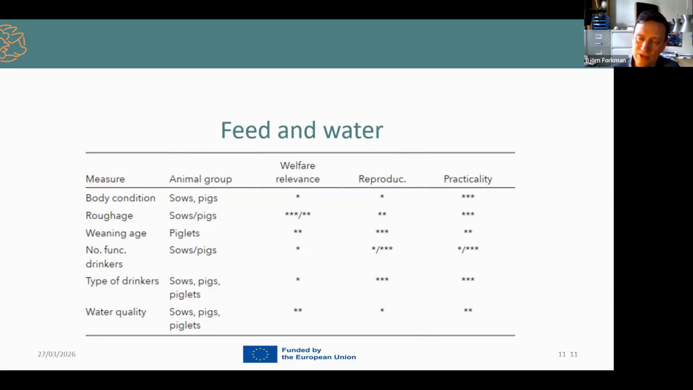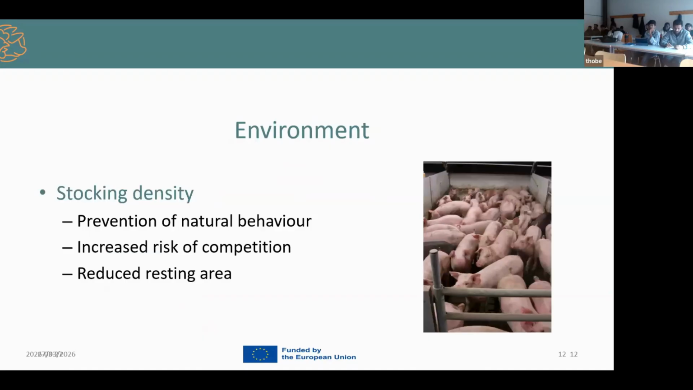So do you have any questions concerning feed and water provision? Or indicators for feed and water? No, so far. No. All right. Then moving on to environment.